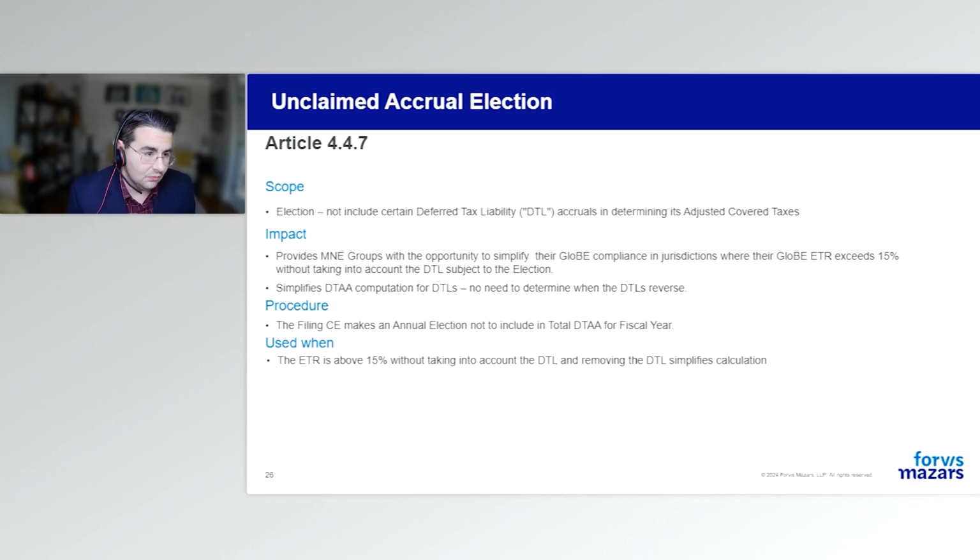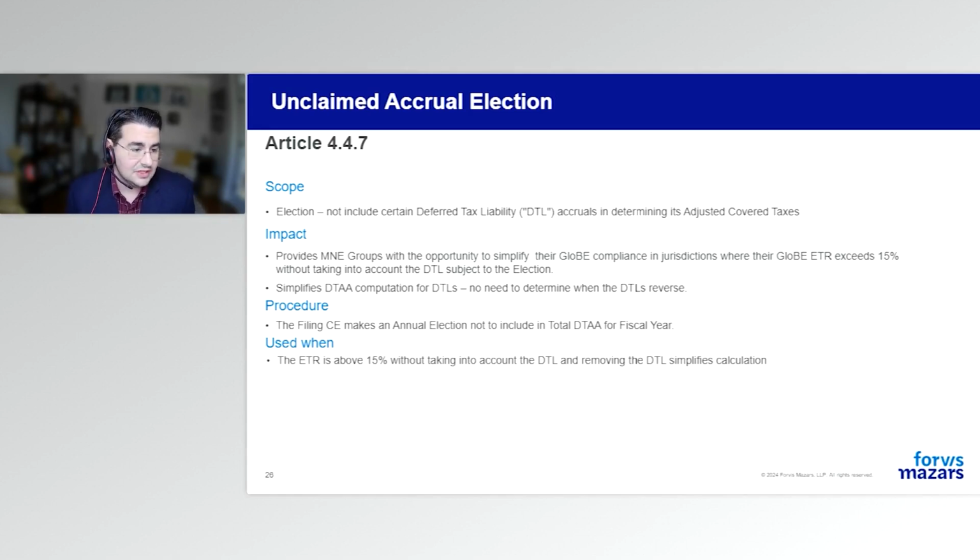So the impact here is it provides M&E groups with the opportunity to simplify their GloBE compliance in jurisdictions where the GloBE ETR exceeds 15%. You're not considering any of these post adjustments there, where you're at a comfortable point post the 15%. It also takes off the onus of having to track, because we know the GloBE rules, as mentioned in the prior sessions, love tracking mechanisms. So no need to monitor when your DTL is reversed. It's embedded in the election.